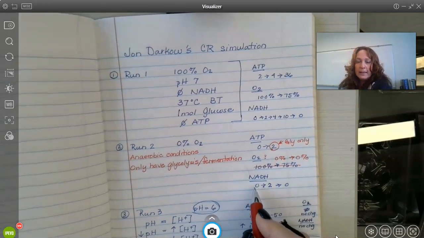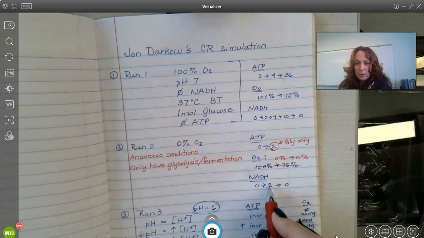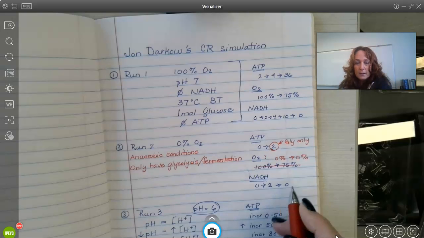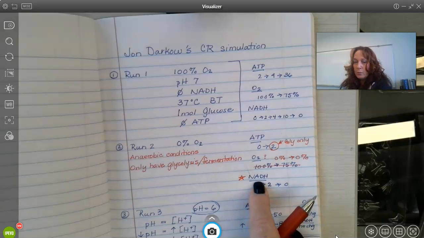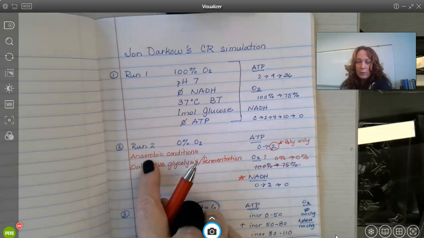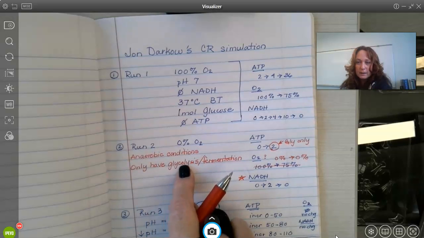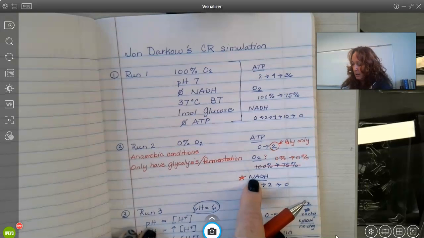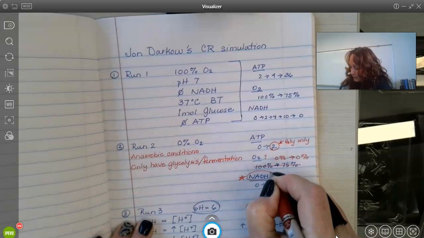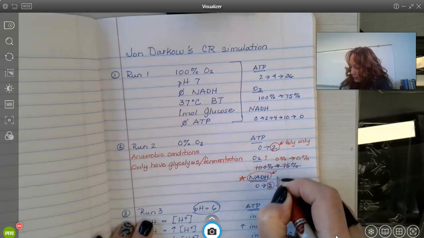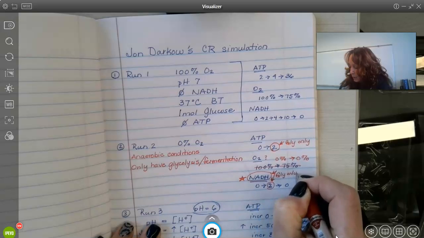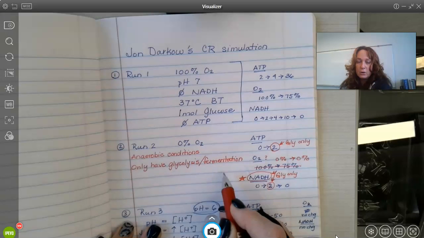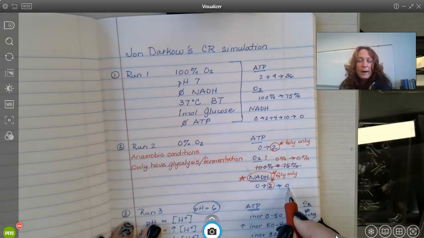So NADH, I created 2, but then they're gone. This is the most important conversation. So where did you make your NADH? Well, in anaerobic conditions, we're only doing glycolysis. So this is made in glycolysis. These 2 right here are glycolysis only, which really it's fermentation, but same thing, except in anaerobic conditions we're going to call glycolysis fermentation. But why did we go to 0? Where'd they go?